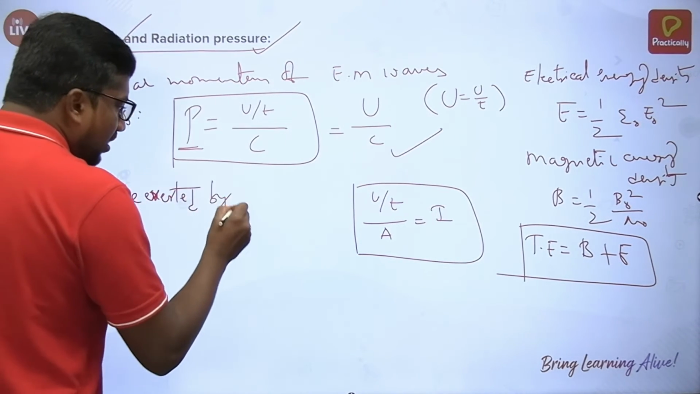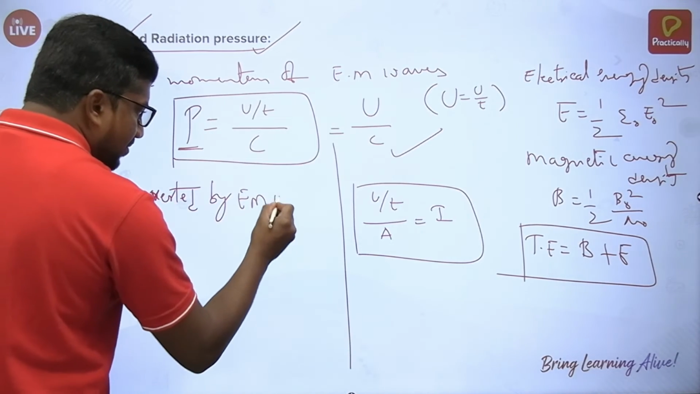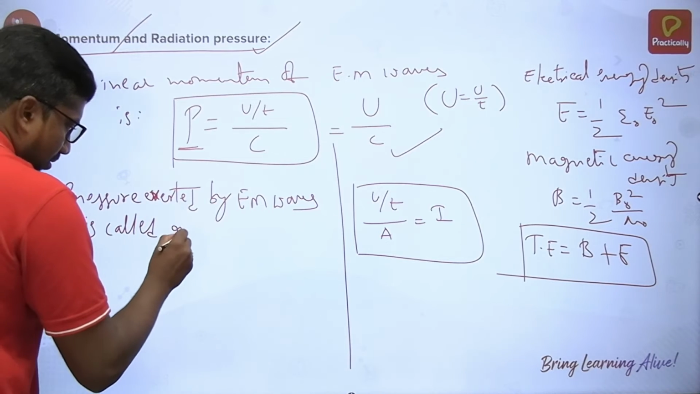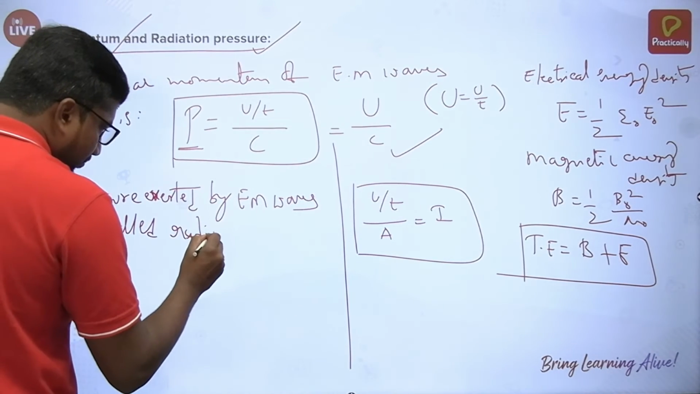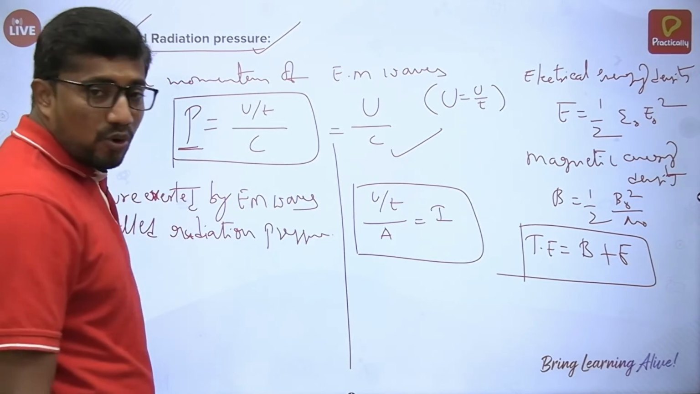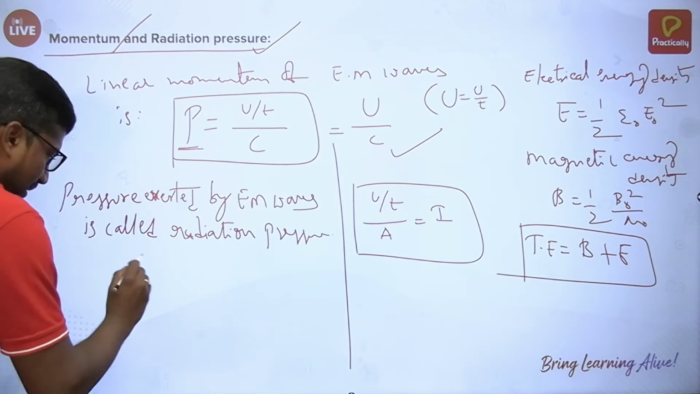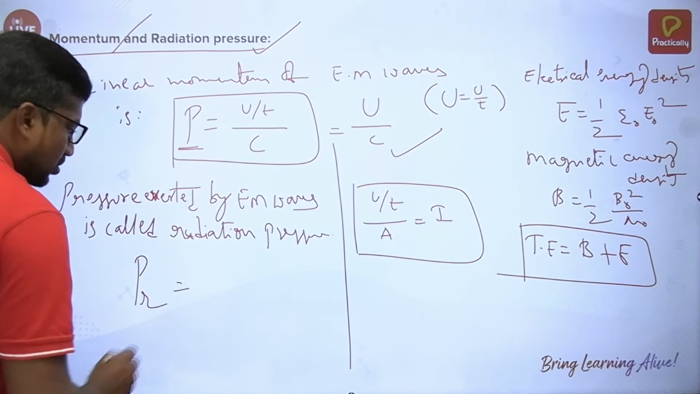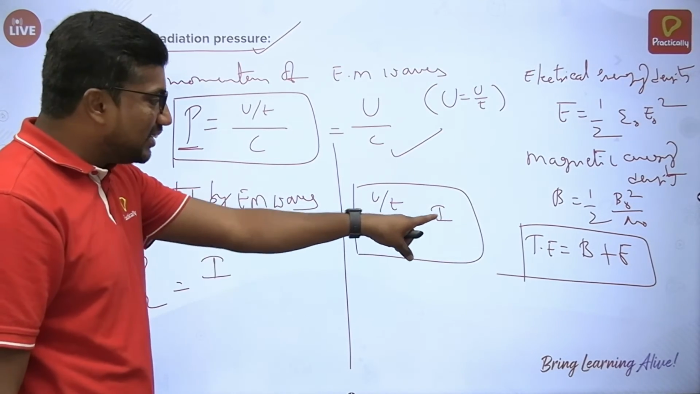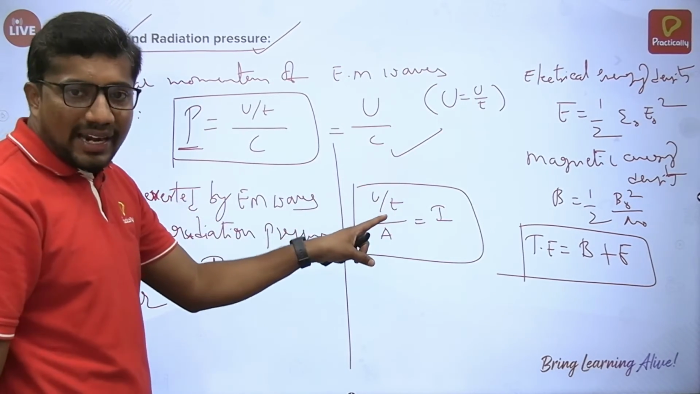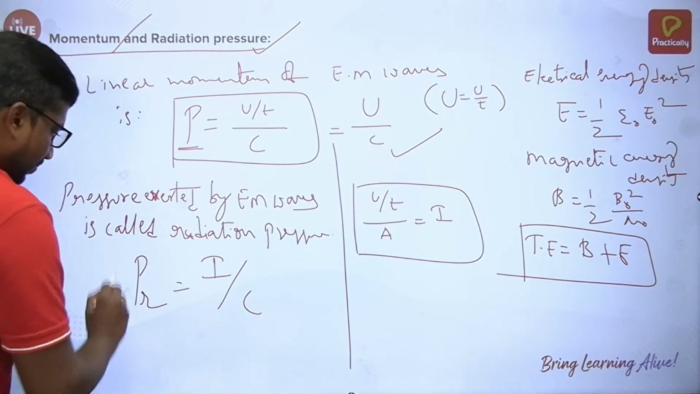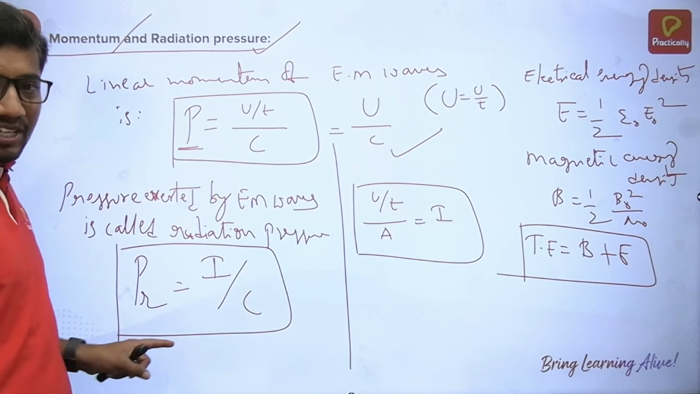Pressure exerted by EM waves is called radiation pressure. We know that generally pressure can be written in terms of force per unit area. So the same radiation pressure, let's say P_R, can be written in terms of intensity of the radiated energy, which is energy per unit time per area, right? So P_R = I/C, this is the expression for the radiation pressure.